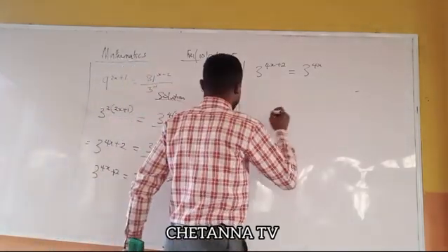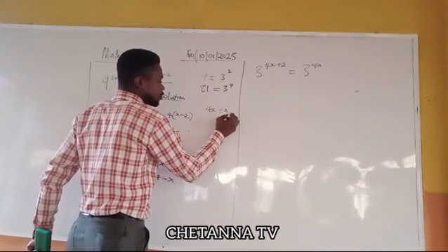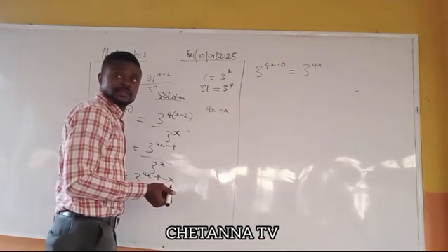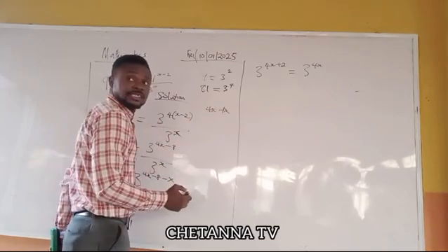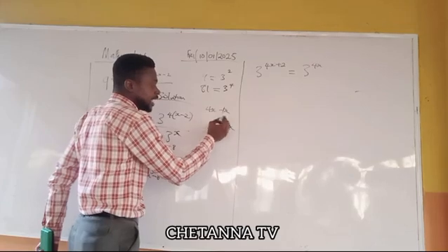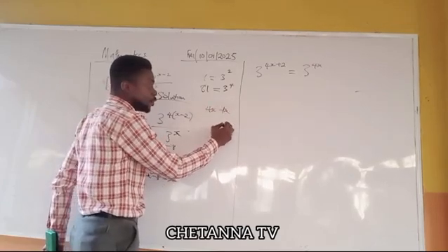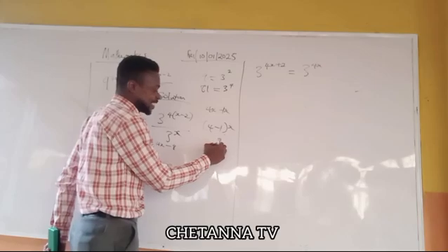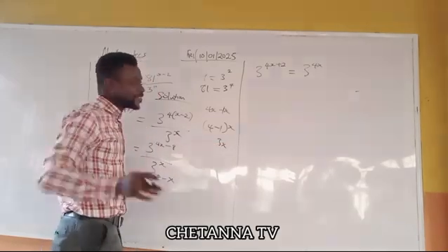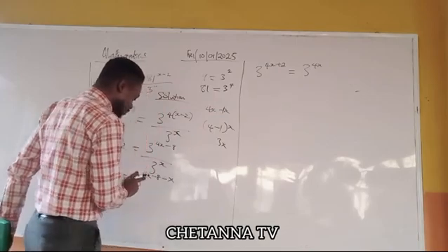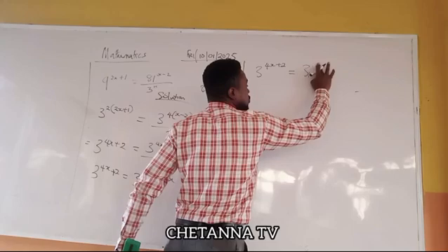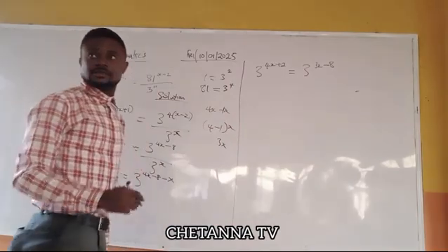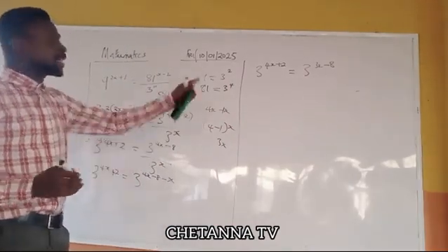4x minus x is what? 3x. Yes, okay, yes, because here is 1, but you cannot see it. If you bring out x, there's x here, there's x here. If you bring out x, you have 4 minus 1. 4 minus 1 is what? 3 times x, 3x. Is it clear now? So 4x minus x is 3x, minus 8. Is it clear?